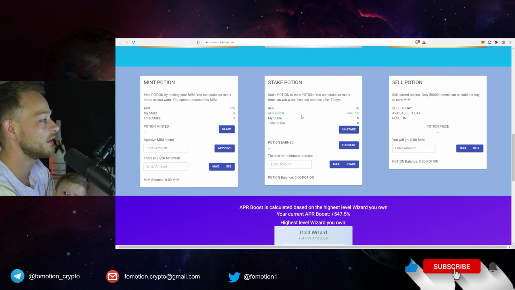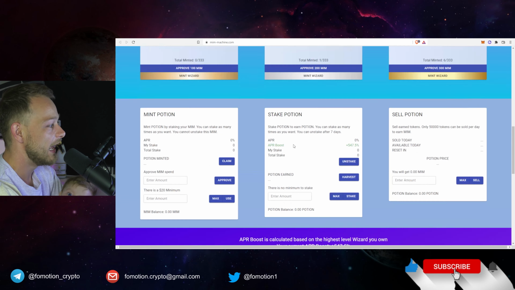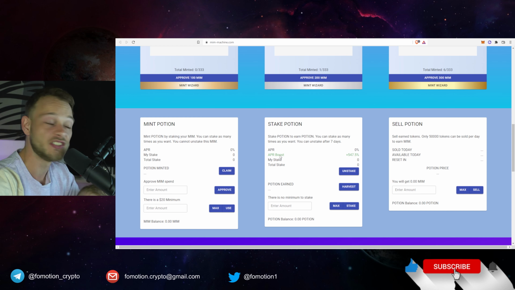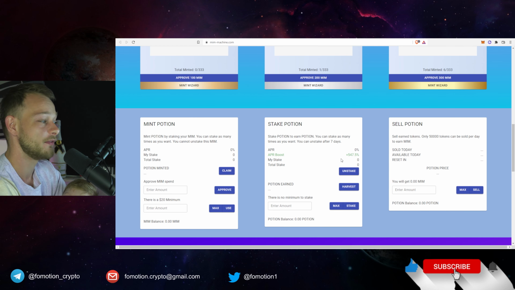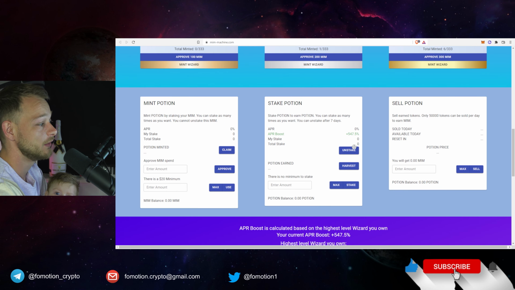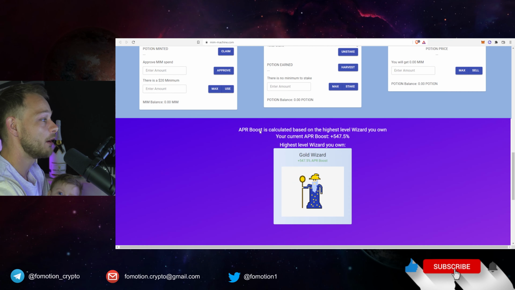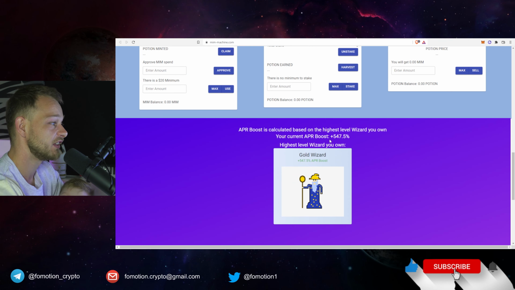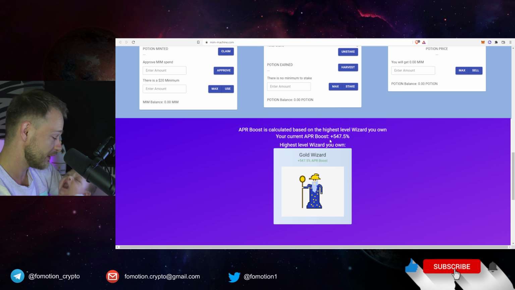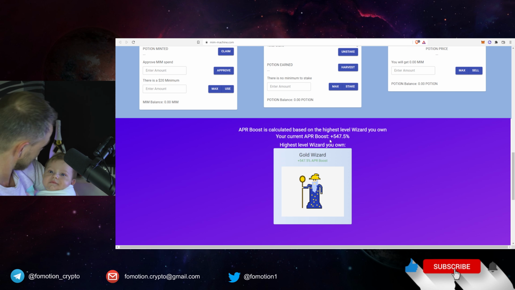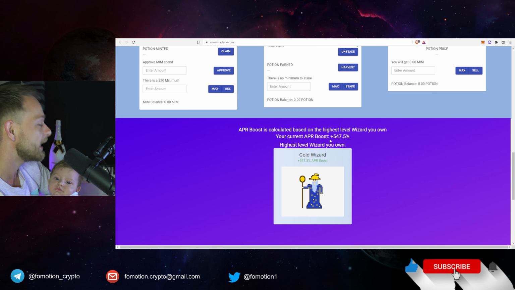Here we go. As you can see right now, the APR isn't here yet, because this still has to come out. But as you can already see, my APR boost is 547%. That's on top of the regular APR that's coming. So that's very interesting. APR boost is calculated based on the highest level wizard you own. Your current APR boost is 547%. You think that's boring? You don't know anything, bro.